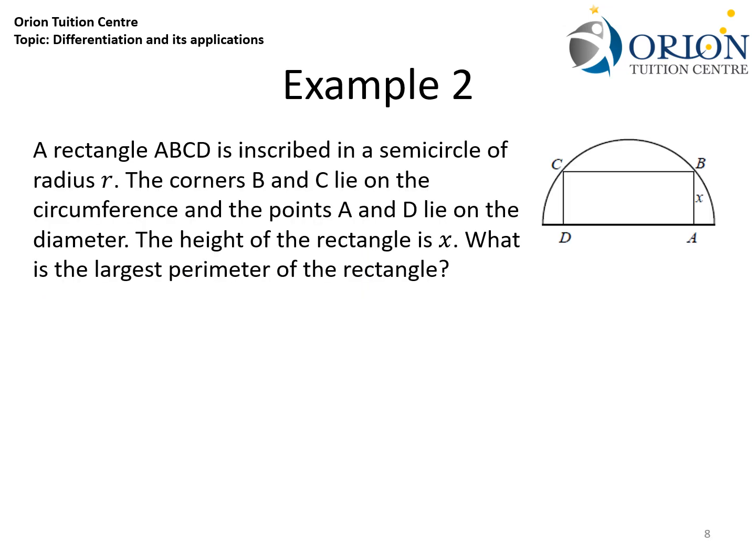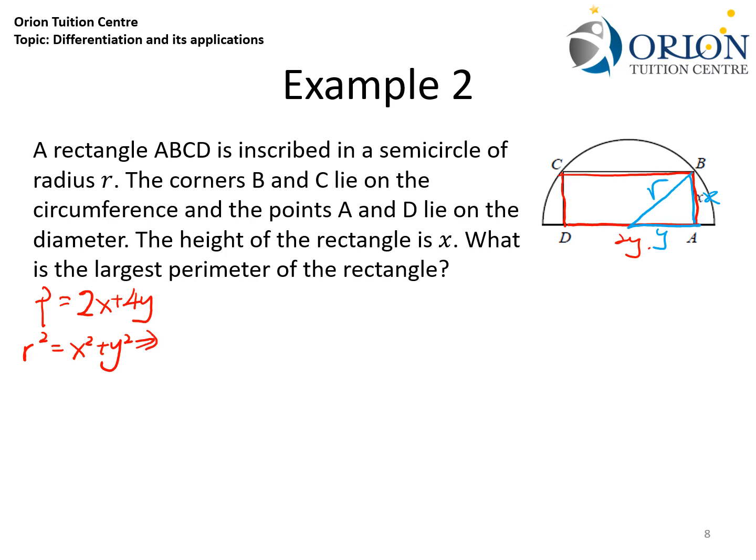In example 2, we have this semicircle and there is a rectangle that is inscribed within, and we want to maximize the perimeter of this rectangle. So let's say that the length of this rectangle is 2y. If we look at this right angle triangle over here, it will be r, x, and y on its three sides, and this will form the constraint equation that we need later on. First, let's form the objective equation. P will be equal to 2x plus 4y. And next, we can form the constraint equation using r² equals x² plus y².